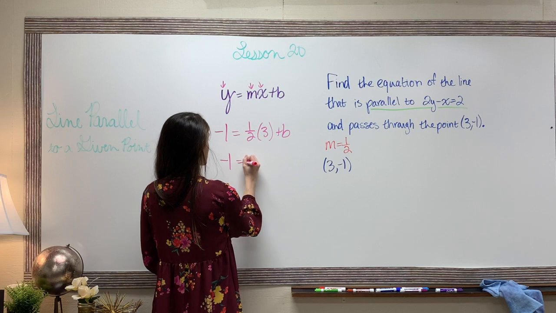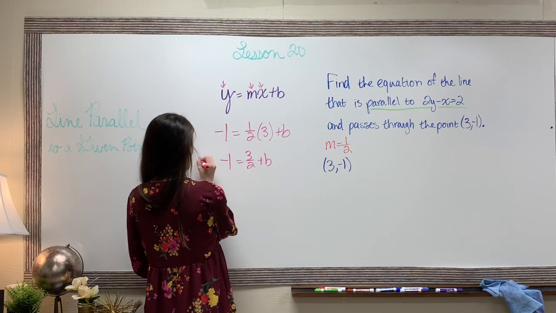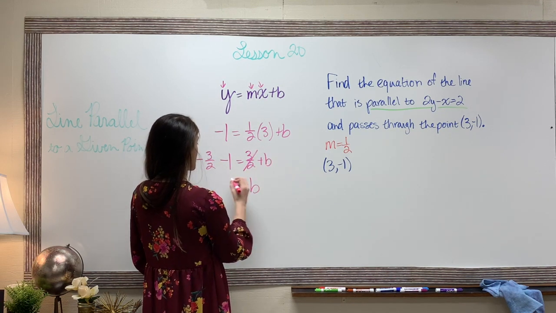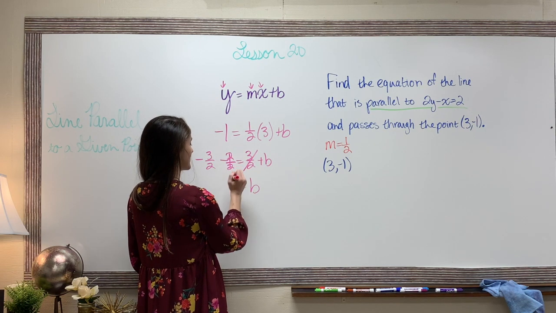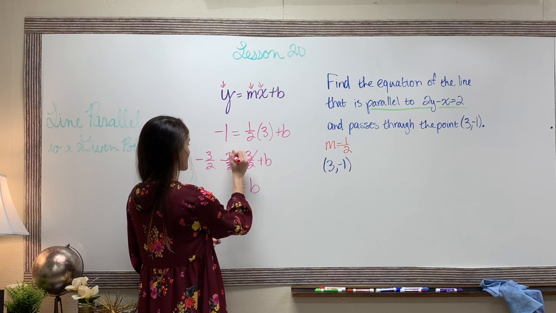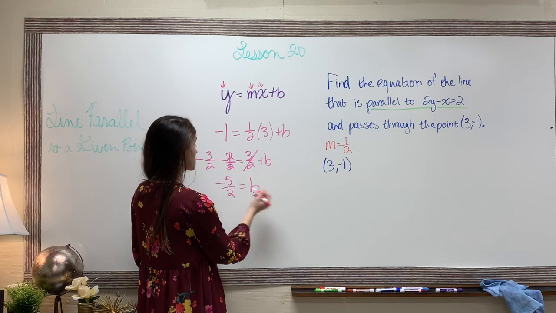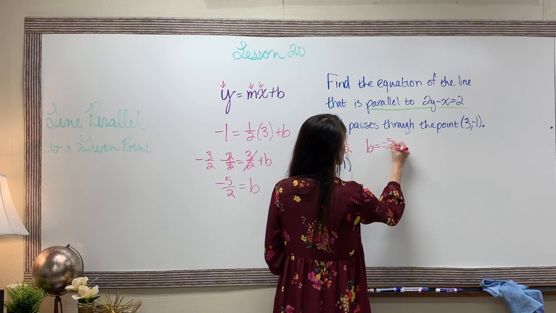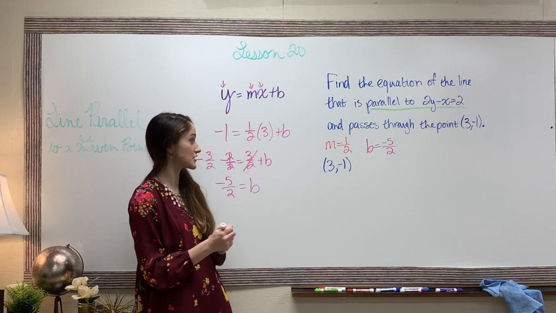So negative 1 equals 3 over 2 plus b. We're going to have to subtract 3 over 2 to get it gone. And b is going to equal, okay, so I'm going to change this to be 2 over 2. That's messy. So you know it's 2 over 2. So this will end up being negative 5 over 2. That is my y-intercept. So now that we have these 2 pieces of information, we can write the equation of our line.